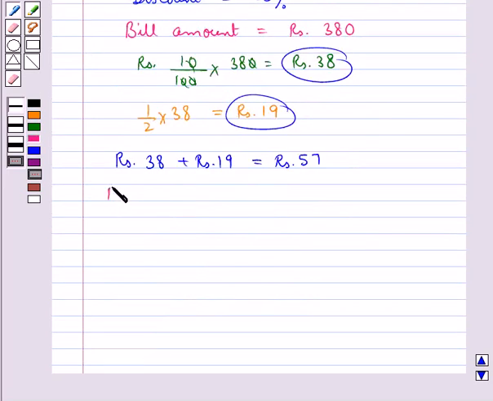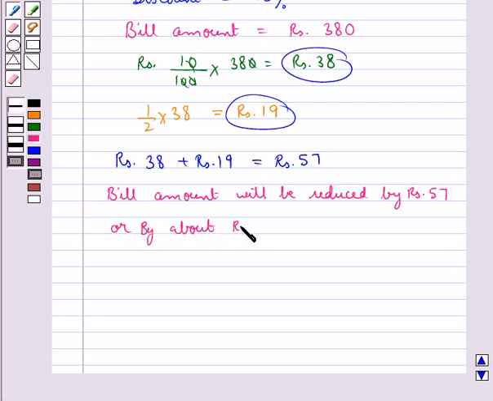Thus we say the bill amount will be reduced by rupees 57 or by about rupees 55.